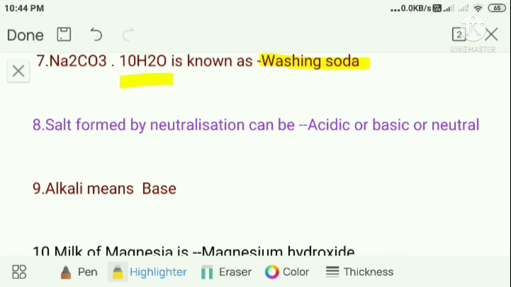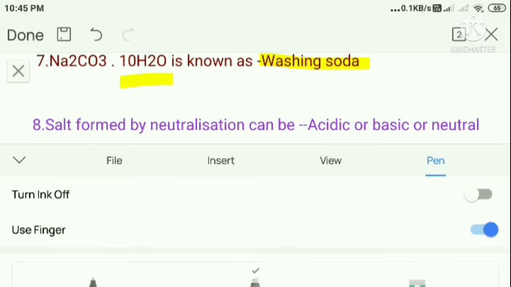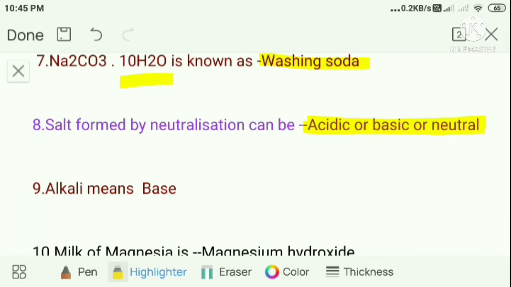Next, eighth question: the salt formed by neutralization can be what? The salt formed by the neutralization can be acidic or basic or neutral. Why acidic or basic or neutral? The salt here is not the common salt. It is not sodium chloride. Here this is the new substance which is formed in the neutralization reaction.